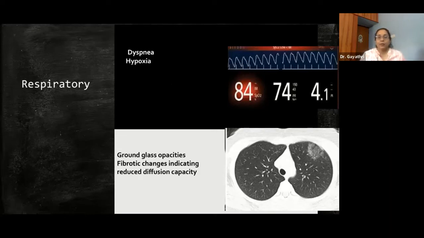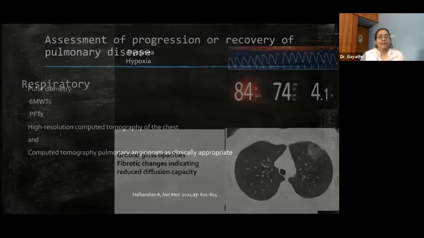Now, as you all know, hypoxia is seen even in the post-COVID state. And if any patient is coming to us whose saturation is low, it is very important that we ask them to do a CT scan. The typical finding we get in the CT scan is ground glass opacities, which may be there even for months after COVID infection. Or we may also get some fibrotic changes, which explains very well the reduced diffusion capacity and the resultant hypoxia.